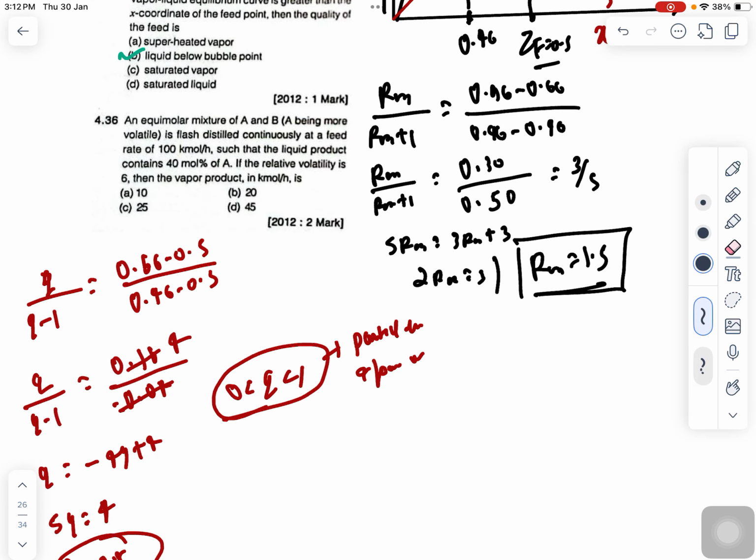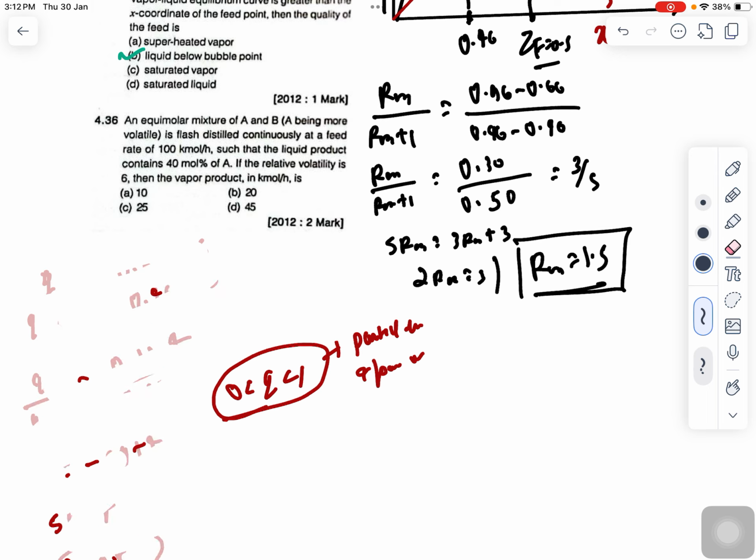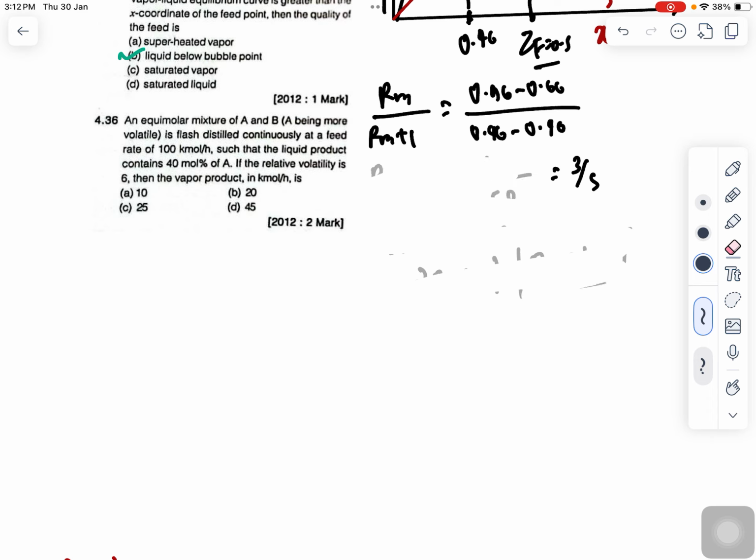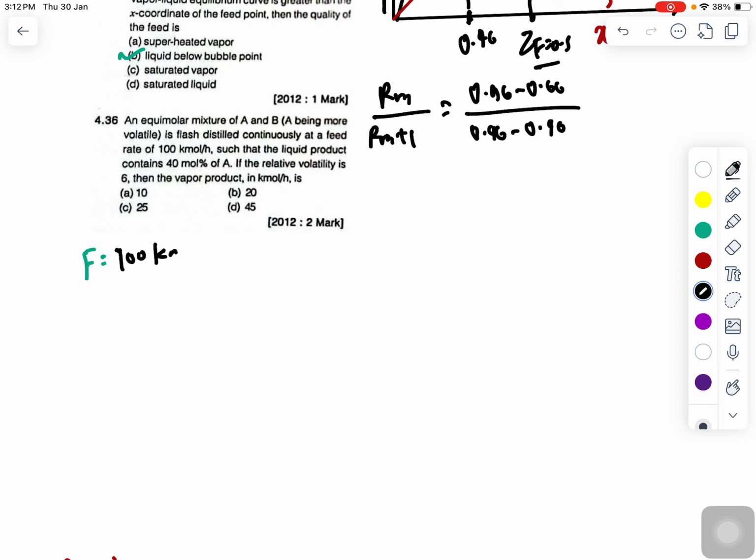Now coming to the next part of this particular problem, this is a long question. So I am removing these things to solve this last part of the problem. An equimolar mixture of A and B is flash distilled continuously at a feed rate of, so here the equimolar mixture of feed is there. So F is equal to, let's say, 100 kilomole per hour, and XF is also given, 0.5, because equimolar feed is there. The liquid product contains 40% of A. So here XW is equal to 0.40. The relative volatility alpha is 6.